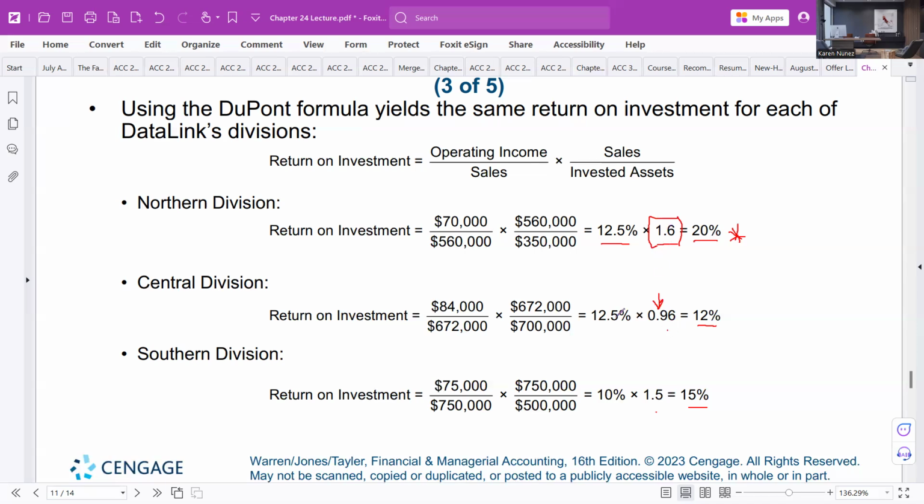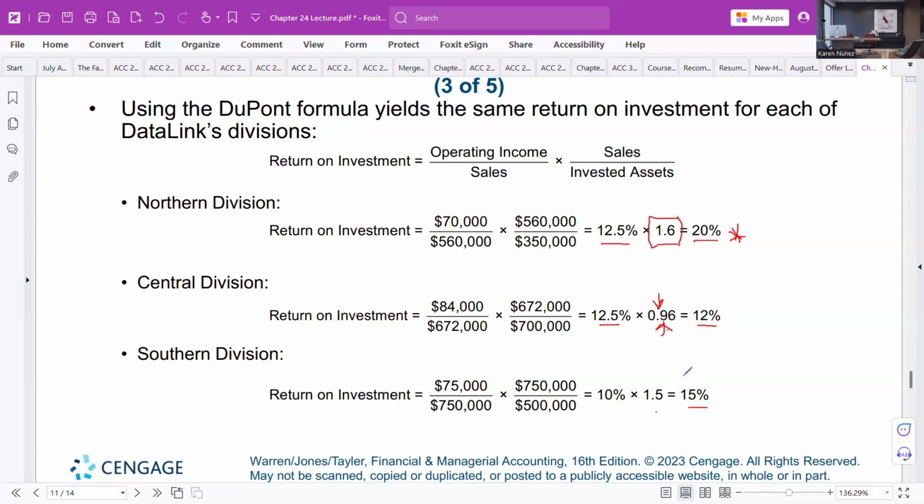So these two components tell us more about this ROI. It's only 12% because this is really not very good. This is where they need improvement. Now this is good. They're doing a good job with the profit margin, but this is really hampering them in terms of their ROI performance.